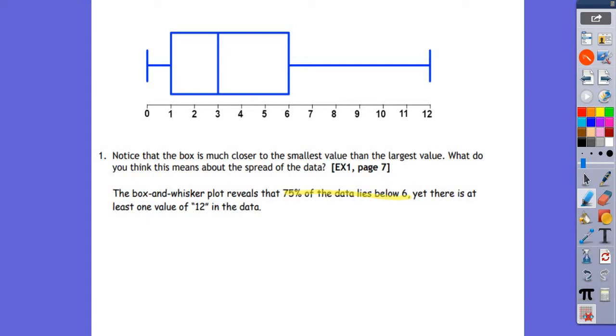So what percent of the data is between 3 and 12? 50. Oh, wait. 3 and 12 is 50%. 6 and 12 is 25. Then you got just between 0 and 1 itself has 25% of the data.